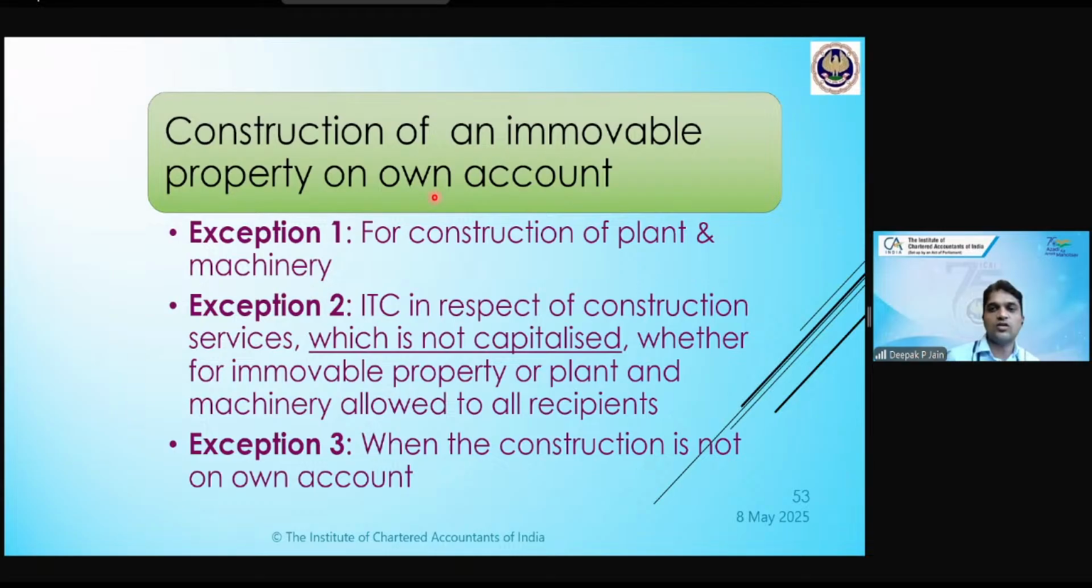So the government knows all of these loopholes. We Indians are smart. We are jugaad people. We will do something. If not directly, indirectly we'll do. The government was very smart and they said, what you don't get indirectly, you will not get directly either. If you are not getting credit on works contract, then you will not get credit on construction of your property on your own account also.